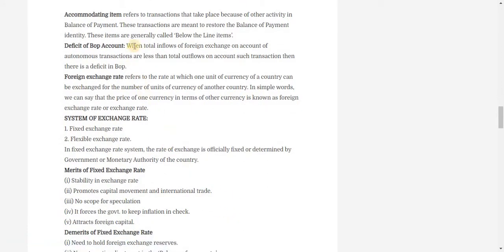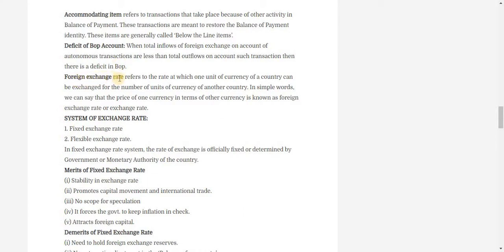Accommodating items refer to transactions that take place because of other activities in balance of payment. These transactions are meant to restore the balance of payment identity. These items are generally called below the line items. Deficit of BOP account. When total inflows of foreign exchange on account of autonomous transactions are less than total outflows on account of such transactions, then there is a deficit in BOP.